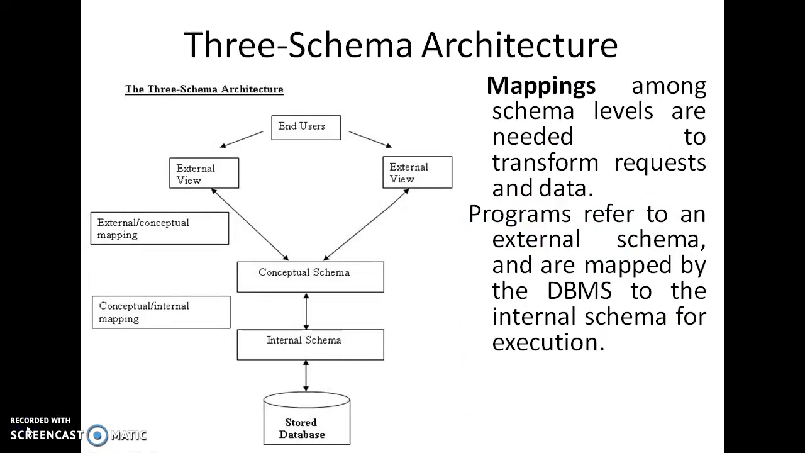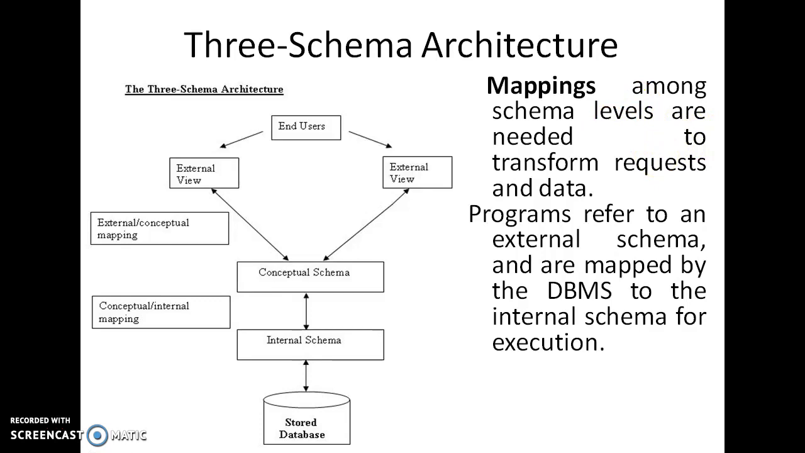Now, having covered all the three levels, we can see here that there are two-sided arrows in between the schema levels. Why are these arrows both sided? Because there is a mapping between levels. For example, there is an external conceptual mapping between external and conceptual schema. Similarly, conceptual and internal mapping is there between conceptual and internal schema. The mapping among schema levels is needed to transform request and the data.